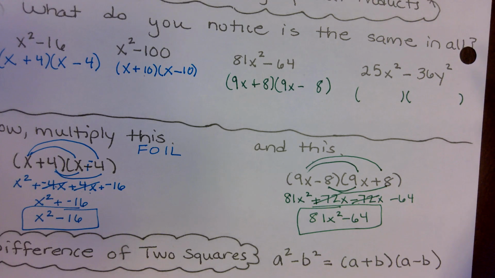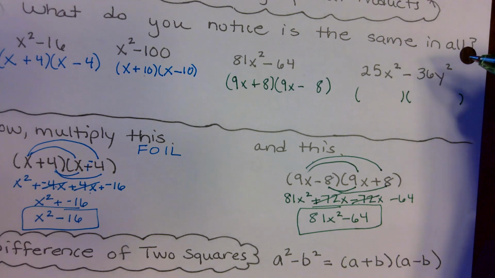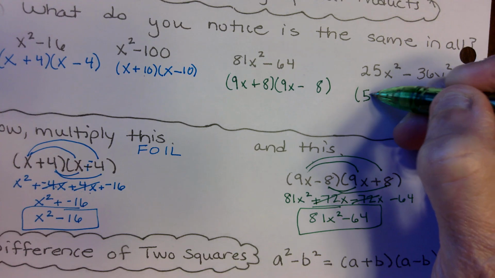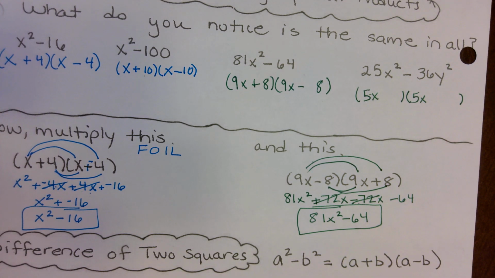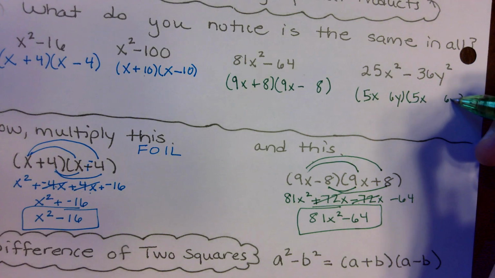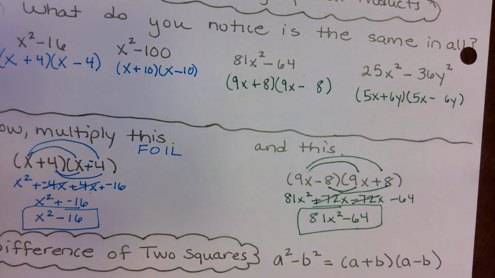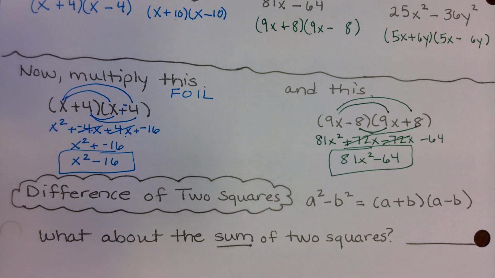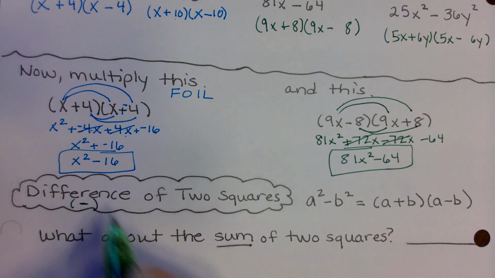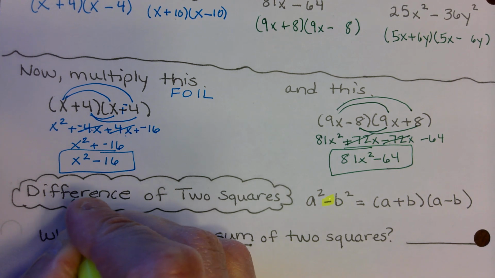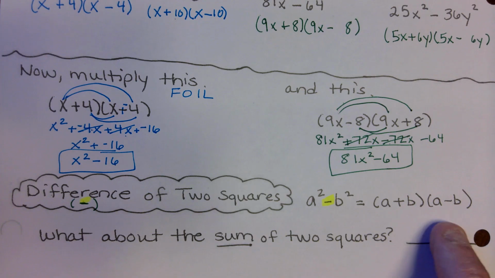All right, so the first term here is going to be square root of 25 is 5x. What's square root of 36y squared? 6y. One's plus, one's minus. Doesn't matter what order you do that. So when you notice these things, and it's called a difference because difference means subtraction. Difference of two squares. Then you can break them down.